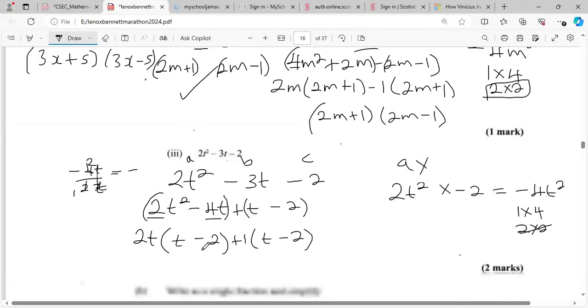So t minus 2, that's a factor. That is common to both. And then we have 2t plus 1. If you didn't put the plus 1, you're going to end up with minus 1 here, and that will throw off the entire answer. So this will be correct now.